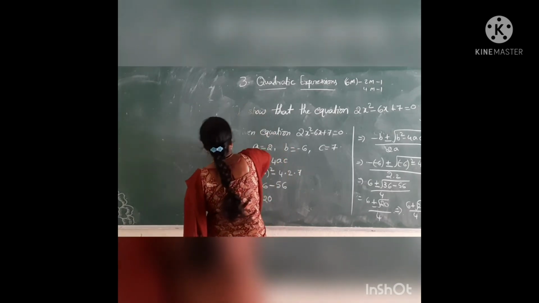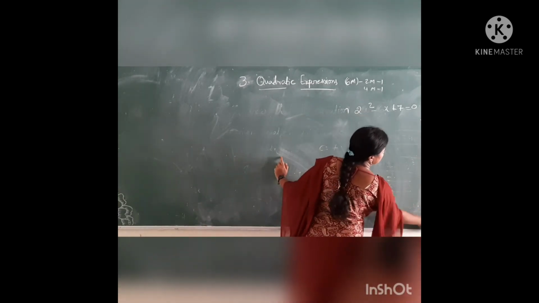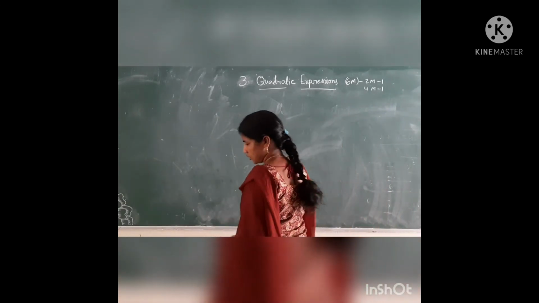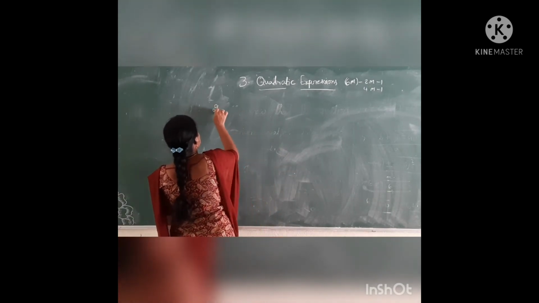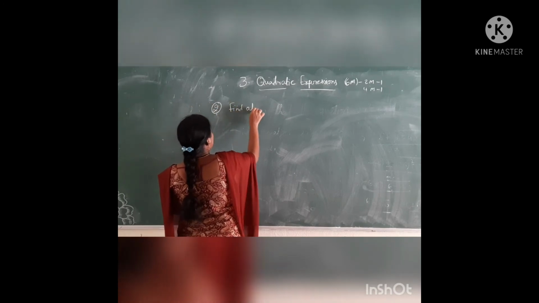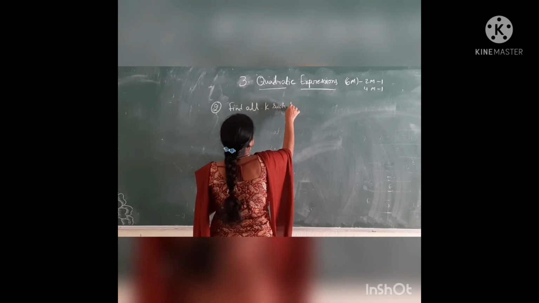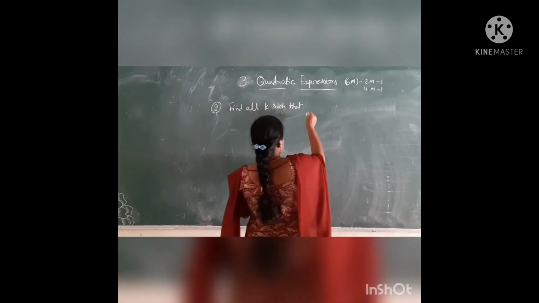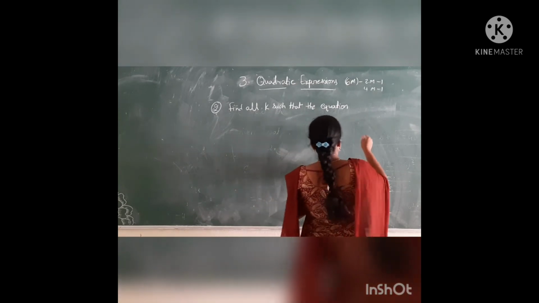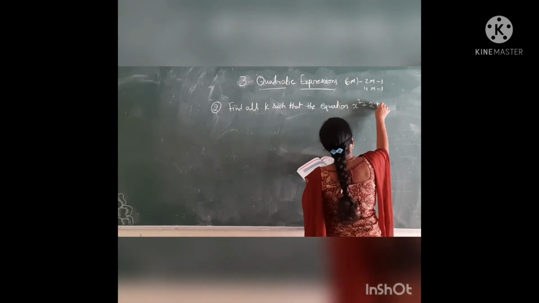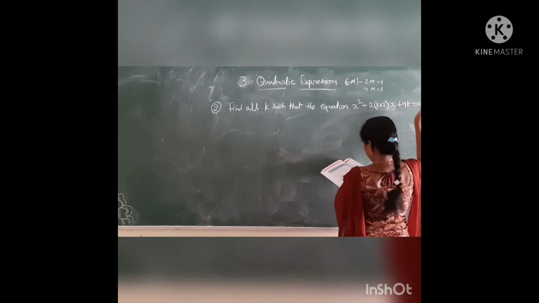Next. Next sum, see. Find all k such that the equation x square plus 2 into k plus 2 into x plus 9k is equal to 0 has equal roots.